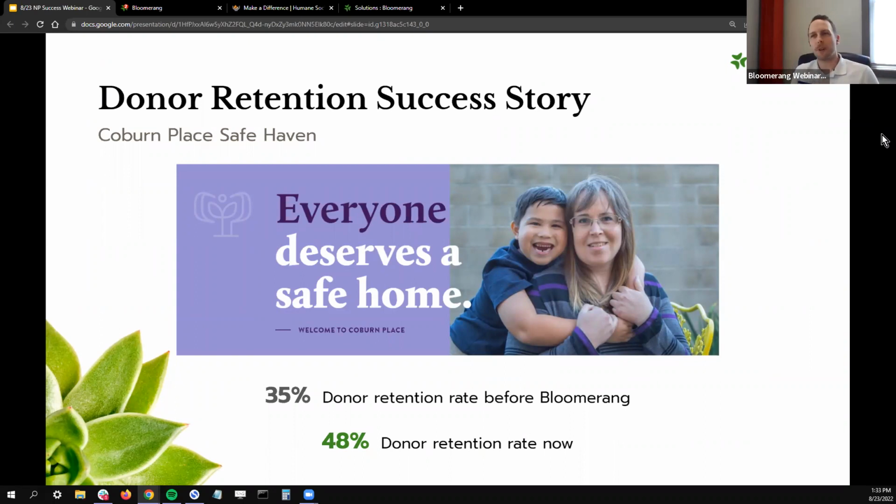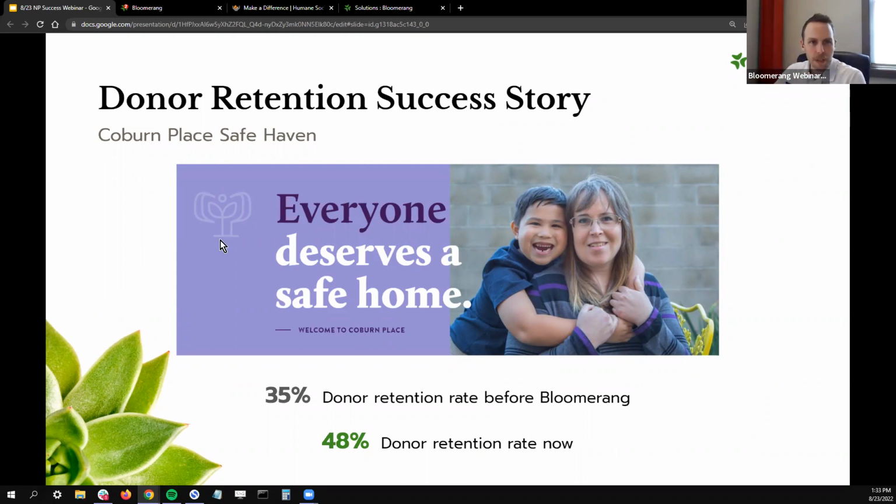So I want to show off a donor retention success story. And I love this organization. It's here in Indianapolis, called Coburn Place. I have some friends that work there too. They are Bloomerang customers, and before Bloomerang, their retention rate was at 35%. And after checking recently, their donor retention is at 48%. So they've increased by 13%, which is huge.